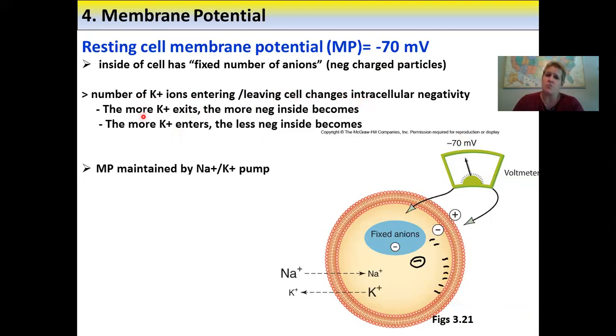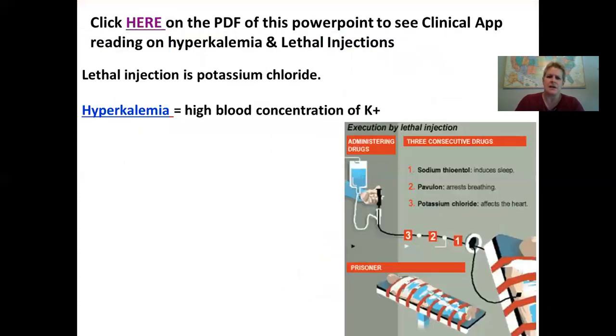So the number of potassium ions that are entering or leaving the cell changes the negativity of that cell. The more potassium that gets kicked out of the cell, the more negative the inside of the cell becomes. The more potassium that enters a cell, bringing its positive charge inside, which can offset the anion concentration, the less negative the inside of the cell becomes. And a cell maintains its resting membrane potential by that sodium-potassium pump. Do you remember how many sodium leave per how many potassium enter a cell? Three sodium leave a cell for every two potassium that enter a cell. That's the sodium-potassium pump.